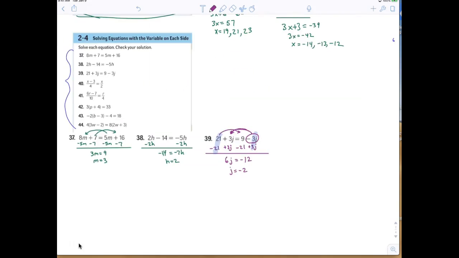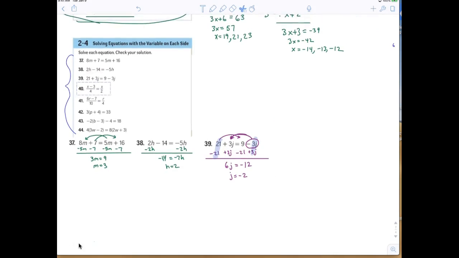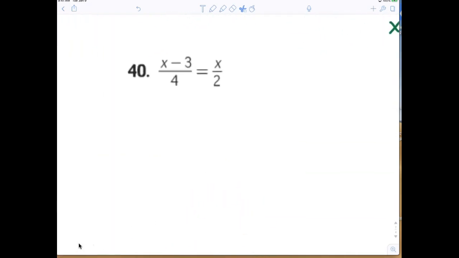All right, let's grab 40 real quick. Does anybody know what we called 40 last year? And the year before that? And the year before that? Fractions. What are the two fractions that are equal? What are they called? Starts with a P. Proportion, thank you. Very good. They're proportions. What's the quickest way to solve a proportion? Cross multiply.